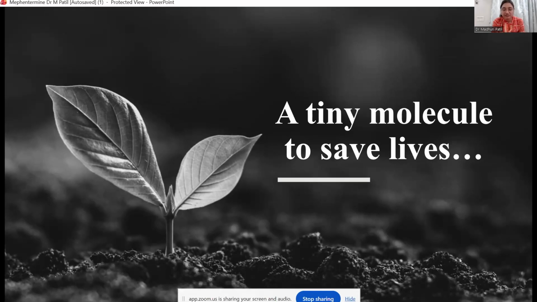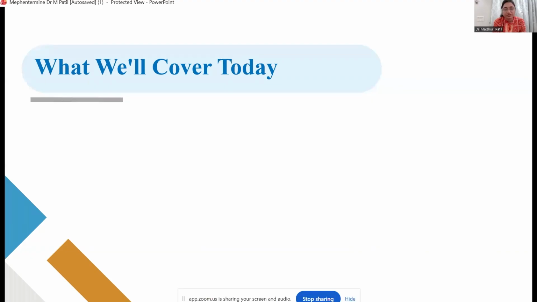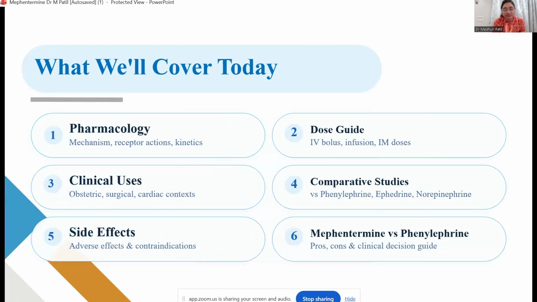Today we will discuss one such tiny molecule which saves humans' lives. The drug is methamphetamine. We will discuss a comprehensive clinical review. So what we will cover today: pharmacology, dose guide, clinical uses, comparative studies, side effects, methamphetamine and phenylephrine pros and cons, and clinical decision guide.